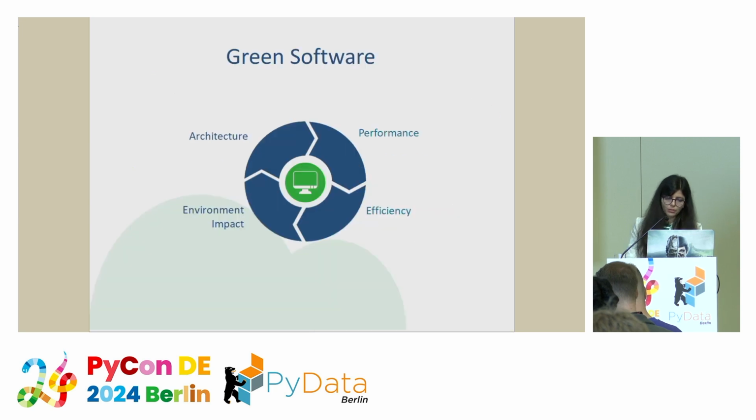For this, we have to look at what exactly green software is. Green software is like normal software, but we are paying attention to its impact on the environment, how it's impacting the environment. We are not compromising on efficiency, performance, or software architecture. We pay attention to the resources it's using, the energy usage, how it's working, and the language we are using. I will look into this in detail later.